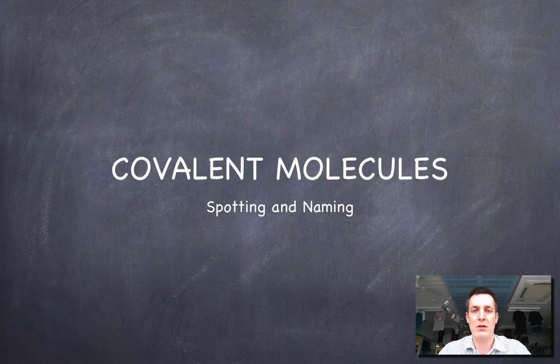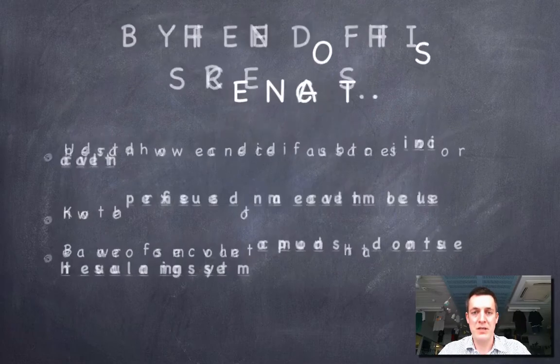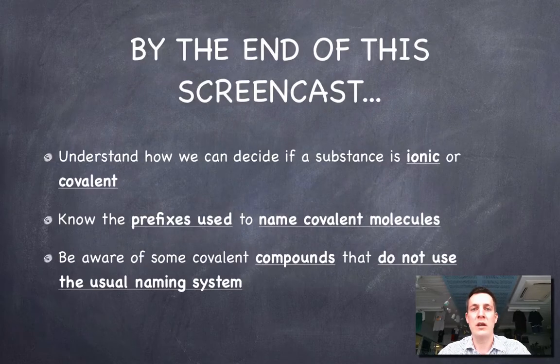This particular film deals with how we can decide whether a substance is ionic or covalent. It reminds us how, or tells us for the first time perhaps, how we name covalent molecules using a kind of prefix system of naming. And it will also cover some of the compounds, not all of them, that don't use this usual naming system. So hopefully by the end of this film, you'll understand these things.